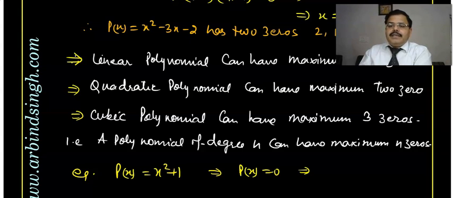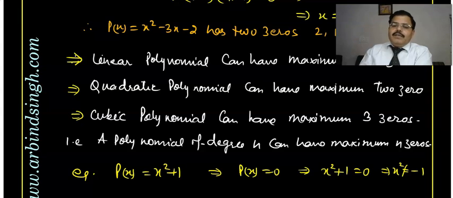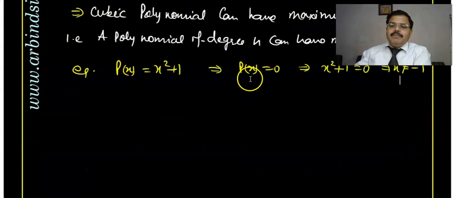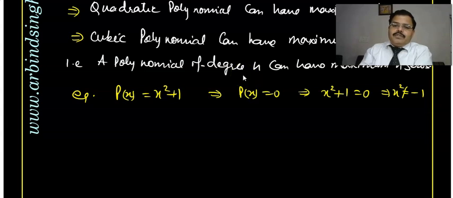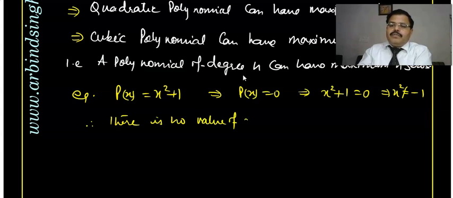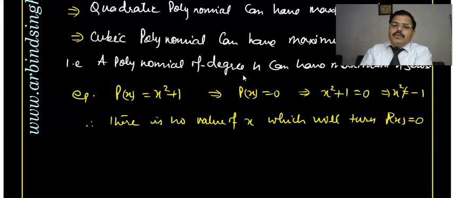What we did earlier. So in that case, x² + 1 = 0, but x² cannot be equal to -1, and therefore there is no real value of x which will turn p(x) equal to 0, and therefore there are no zeros.